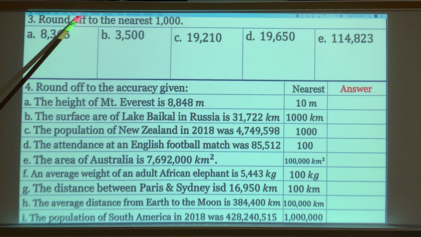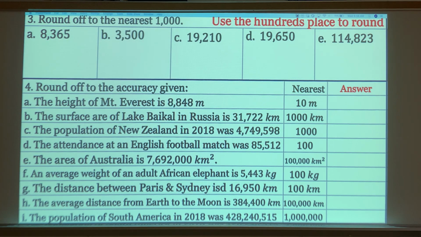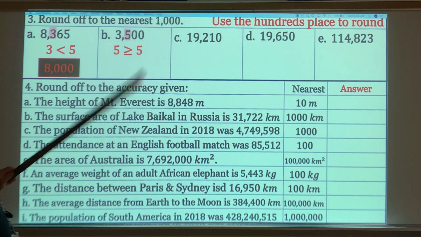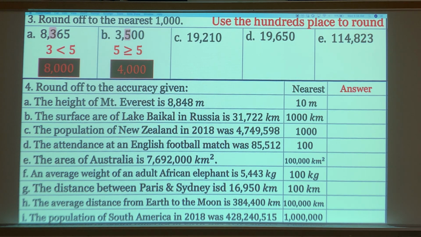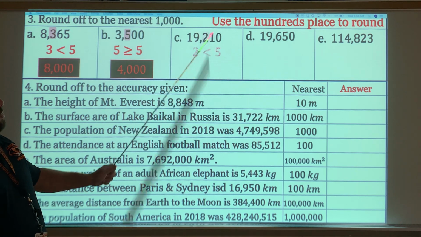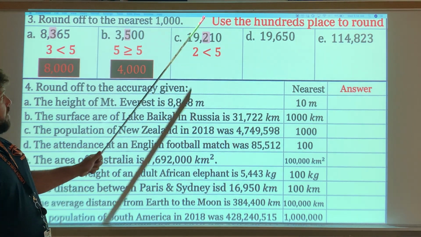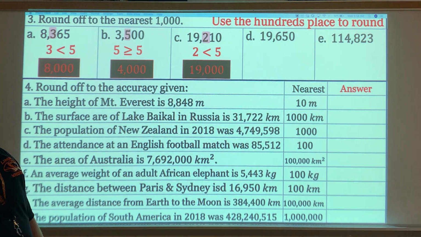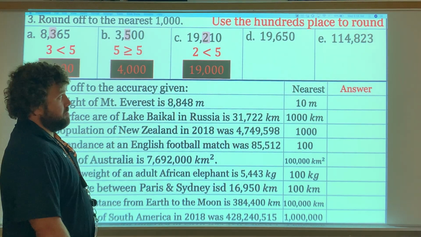First one, the thousands. So this is going to be 8,000 or 9,000. So we're going to use our hundreds place to round, which is 3. 3 is less than 5, so our answer is 8,000. Use the hundreds place. 5 is greater than or equal to 5. Round the 3 up to a 4. Your answer is 4,000. 2 is less than 5. You're going to drop all these, leave the 9 as it is, and your answer is 19,000.